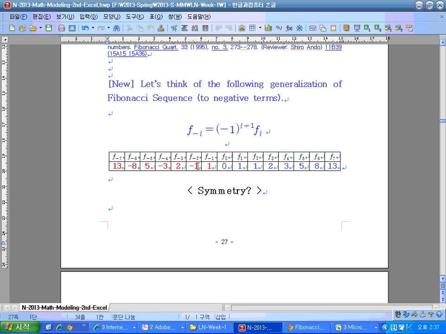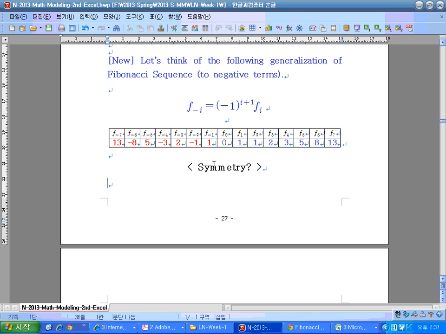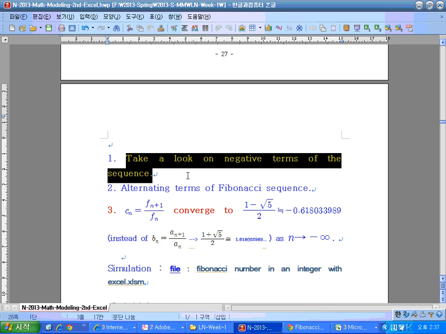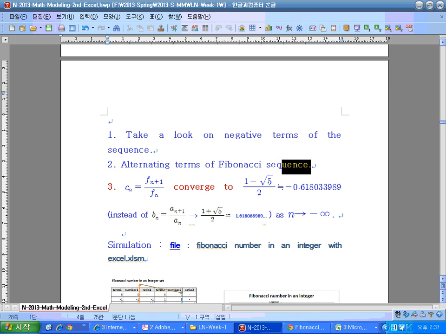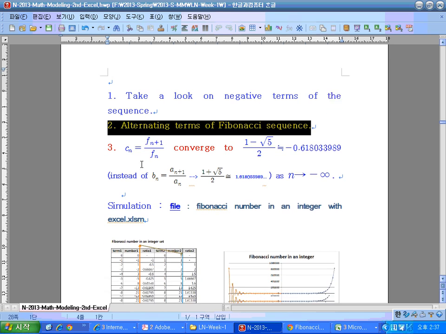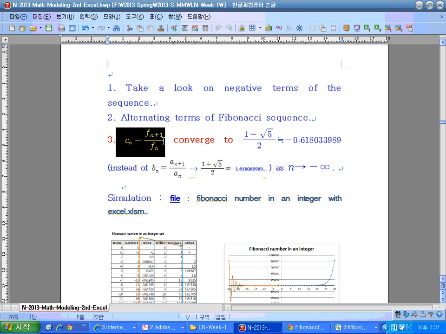Okay. So if you define it, after you make a table, you see there is a similarity. The only difference is that alternating signs appear in here. Take a look at the negative terms of the sequence. Then you find those are the alternating terms of a Fibonacci sequence. The sign changes. Then, let's think about the ratio of the two terms as n goes to minus infinity. Where does that go?